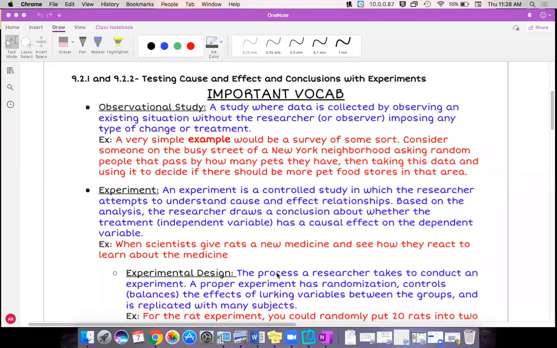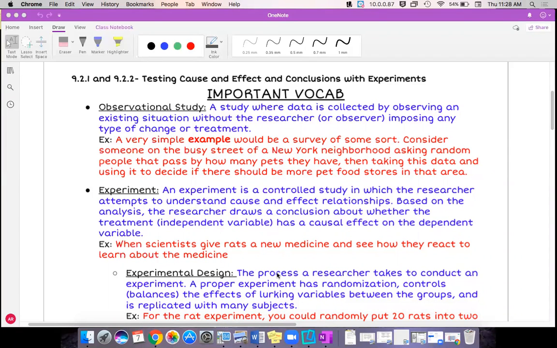First one is an observational study. This is a study where data is collected by observing an existing situation without the researcher or observer imposing any type of change or treatment. So I know that's a lot of words. Here's an example. A very simple example would be a survey of some sort. Consider someone on the busy street of a New York neighborhood asking random people that pass by how many pets they have, and then taking this data and using it to decide if there should be more pet food stores in that area. So that's an observational study.